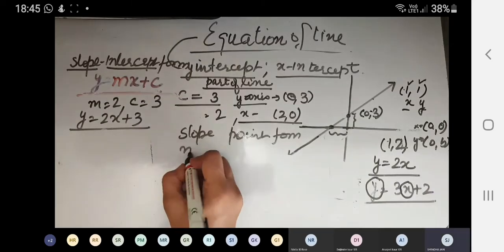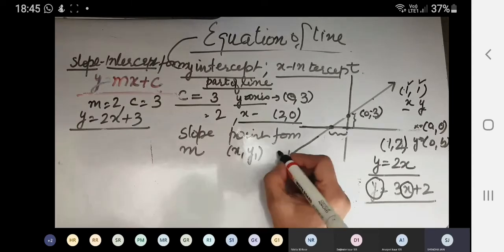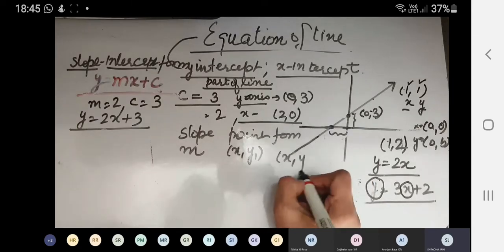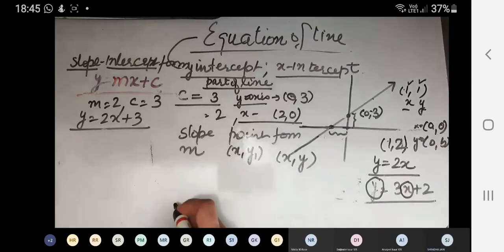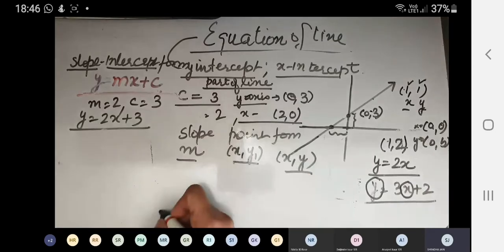Slope is m and the point is x1, y1. And what is the arbitrary point? That is the point always lying on the line, x, y. Do we know the relation between these three? These are the two points on the line in general.